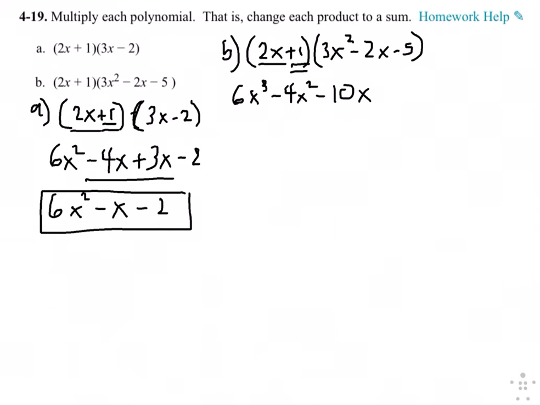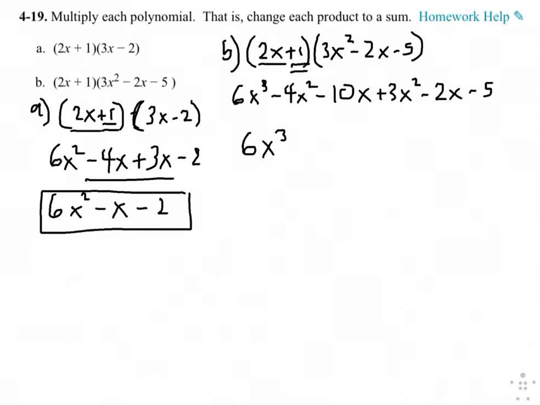Then we do the 1. So 1 times 3x squared is 3x squared. 1 times negative 2x is negative 2x, and 1 times negative 5 is negative 5. So now we combine any like terms.